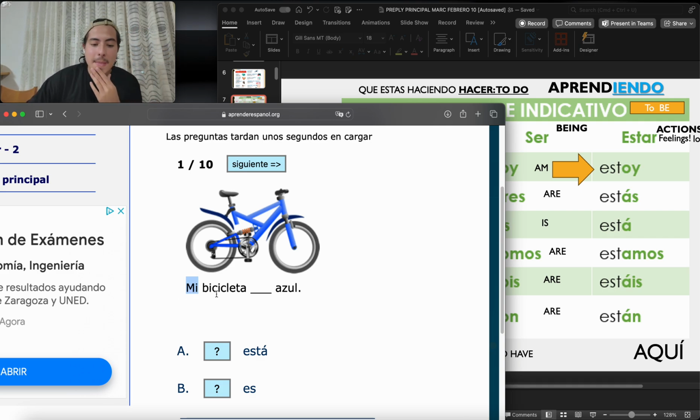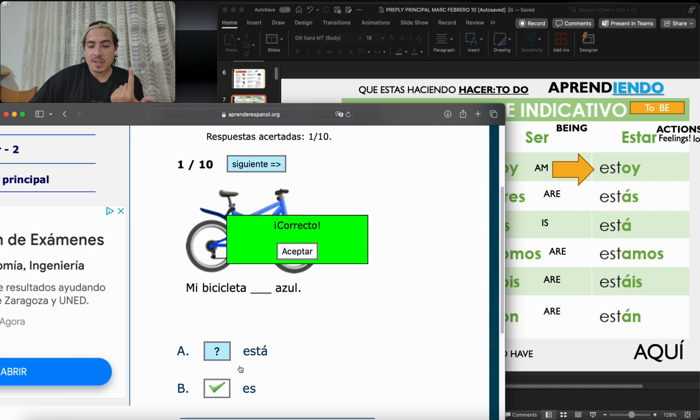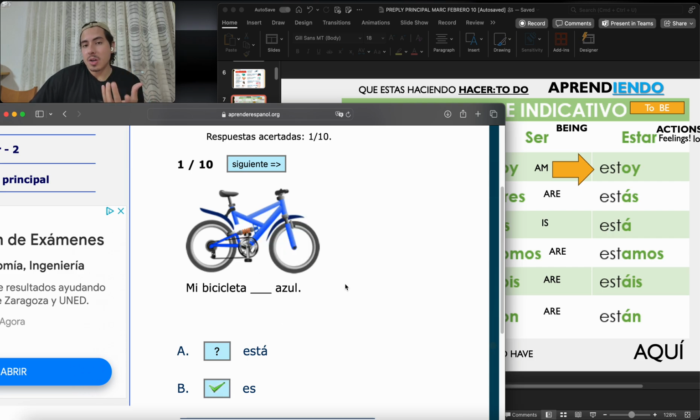But remember, we say mi bicicleta, azul, blue. So here, do we say es or está? In this case, we say es, right? Why? Because you're talking about the being. I know it is not a being, it's an object, but we're talking about what it is. I'm describing it. It's an adjective. It's blue. If I said está, then that would be a state of the bike.